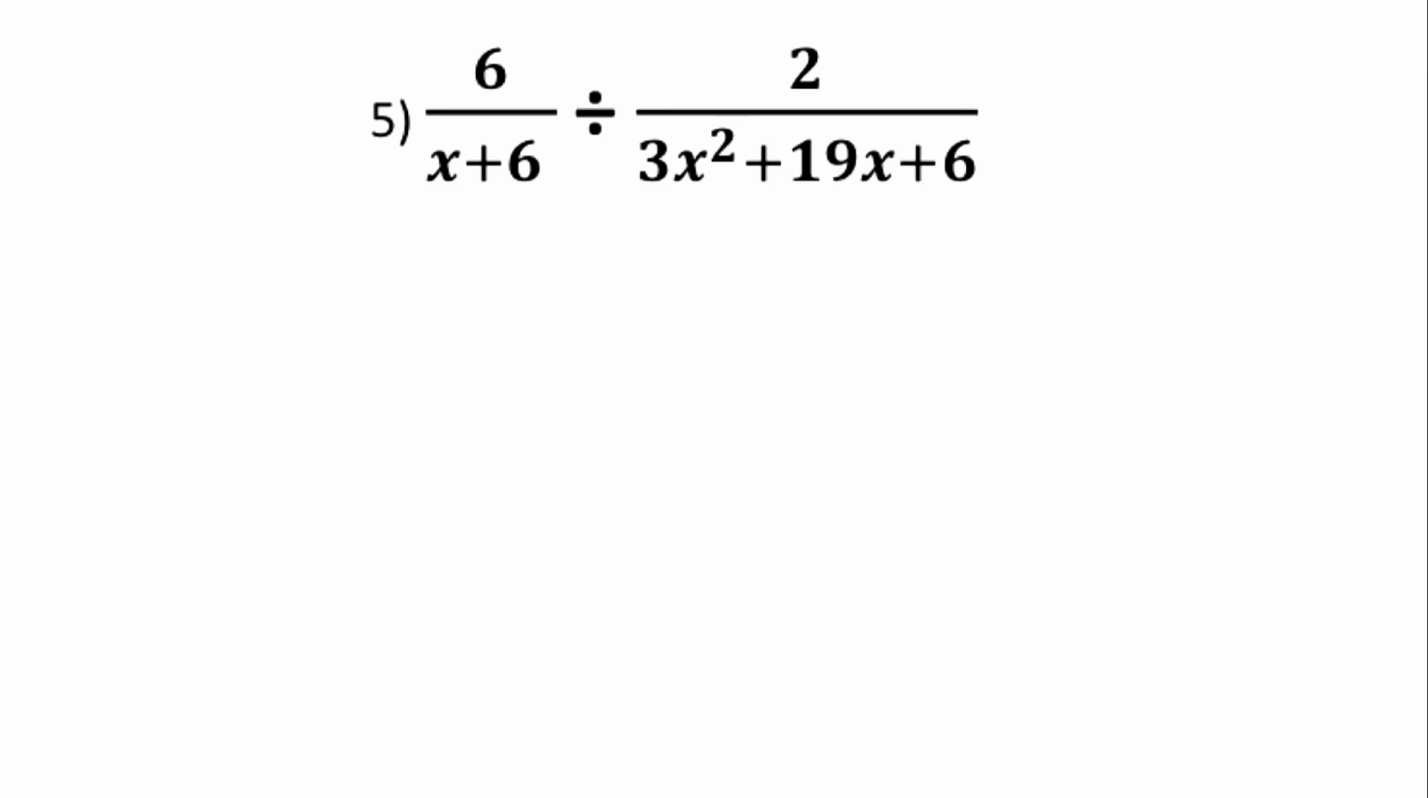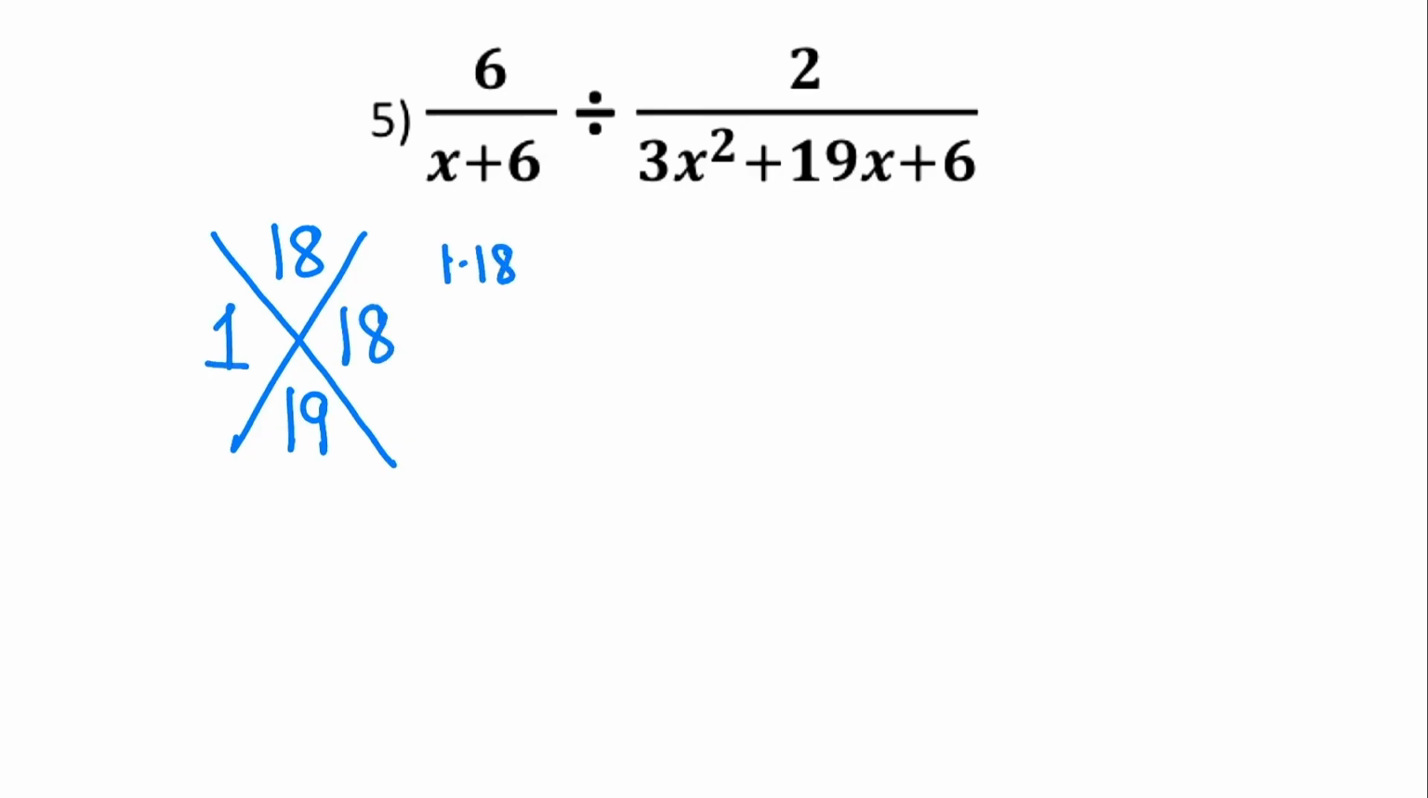Number 5. Here we have two rational expressions that are divided. The first rational expression is nothing to simplify. So we're going to go through and do the same thing, play the x game with this second fraction here. So just a reminder, we have to multiply these two terms, and that's going to be the number at the top. Then we're going to write our 19 at the bottom. Now we need factors of 18 that will add to 19. And right off the bat, we get the answer.